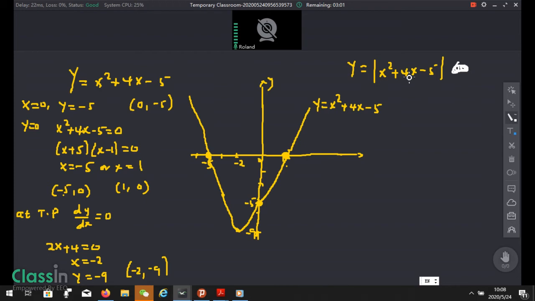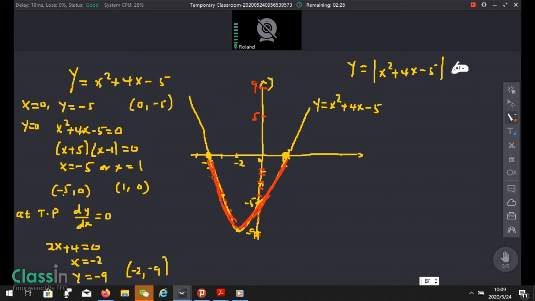This means the y values are all positive. So all these y values here, which are negative, must be positive. In this section, as we can see, the y values below the x-axis are all negative. So these values must be reflected across the x-axis to become positive. So -9 must be +9. -5 must be +5.